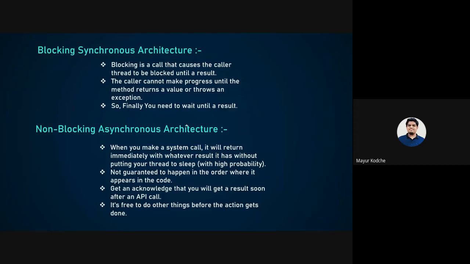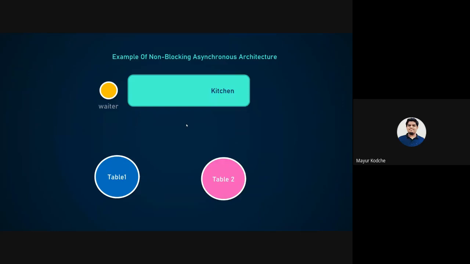To clear this confusion, we will see one example here. Imagine you go to a restaurant. The restaurant has two tables, one waiter and one kitchen. You are sitting at table one, and another unknown guy is sitting at table two. Firstly, you call the waiter to take your order. The waiter comes to your table first and gives that order back to the kitchen for preparing your food.